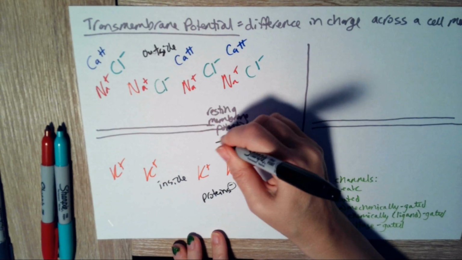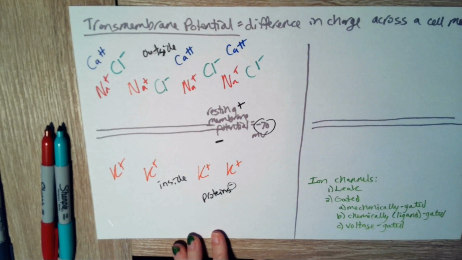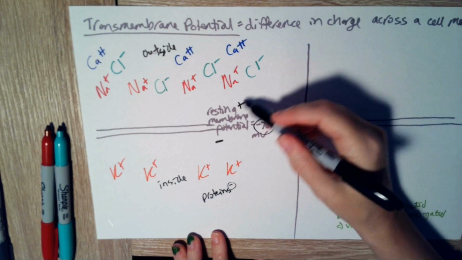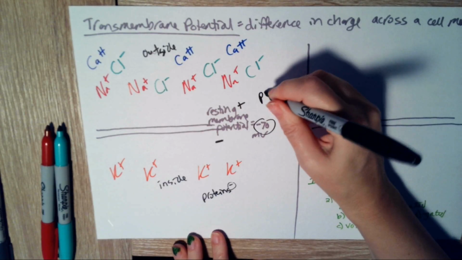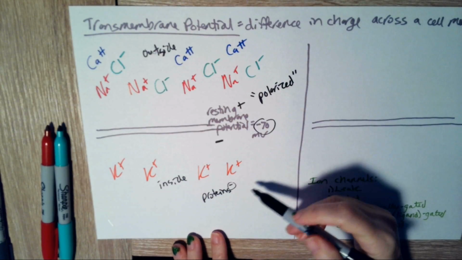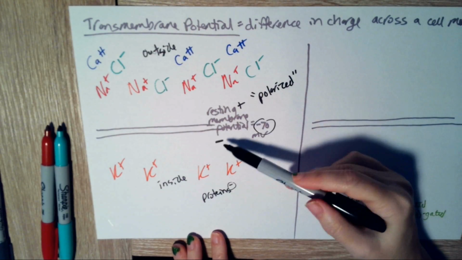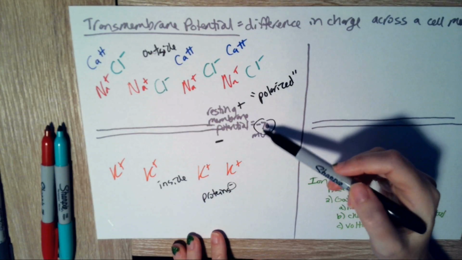So we have a negative environment inside, and we have a positive environment outside. So they're opposite. They are polar opposites, if you will. So we could call this polarized. The cell is polarized because it's positive outside, negative inside. There's a big difference in charge. 70 millivolts to be exact.